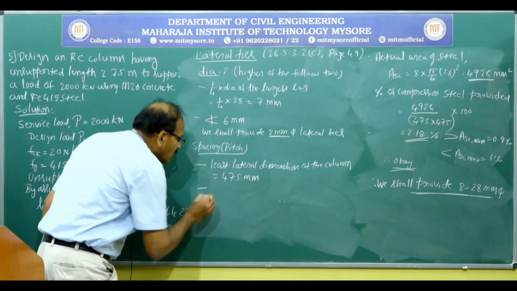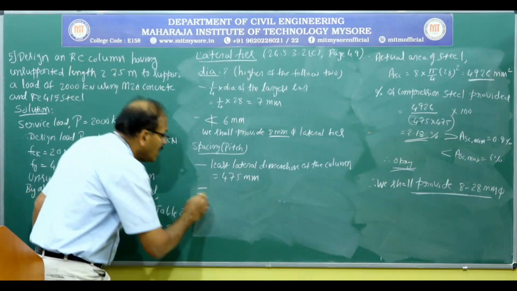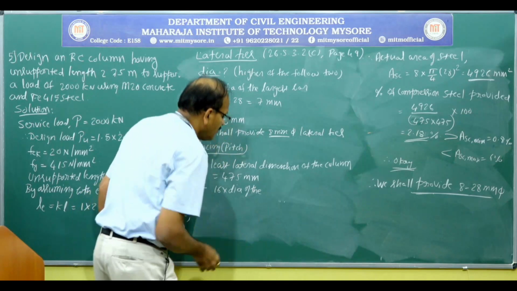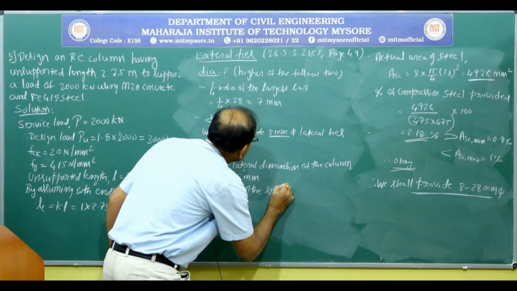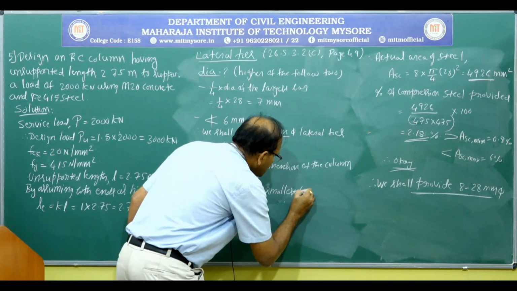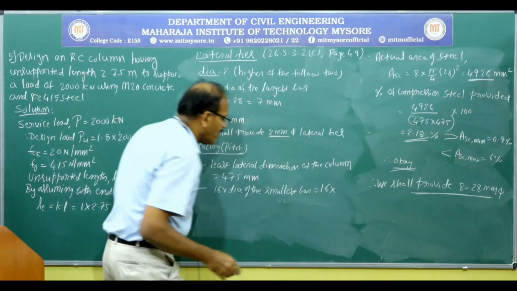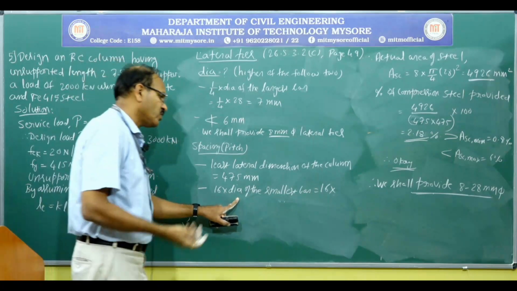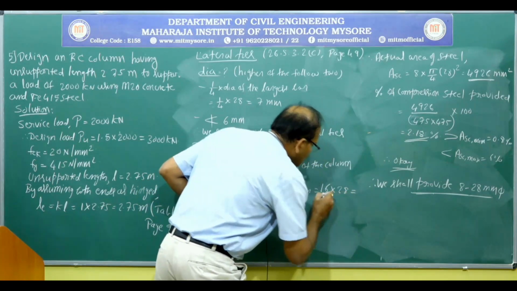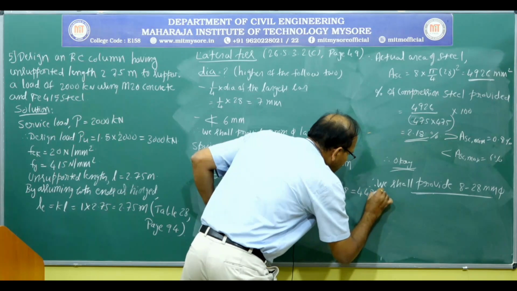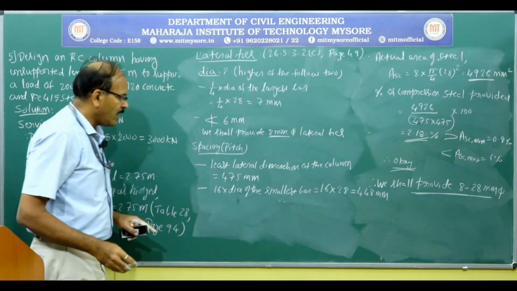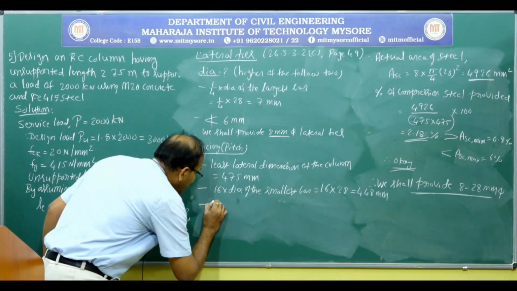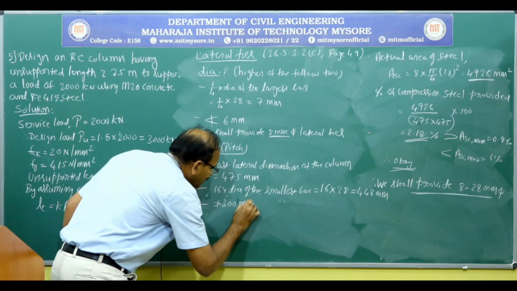And also the spacing should not be greater than 16 times the dia of the smallest bar. What is the smallest bar? Again, only 28 mm dia bars we have. So we can take that as the smallest, that is 448 millimeter. Next, the code says it should not be greater than 300 millimeter.